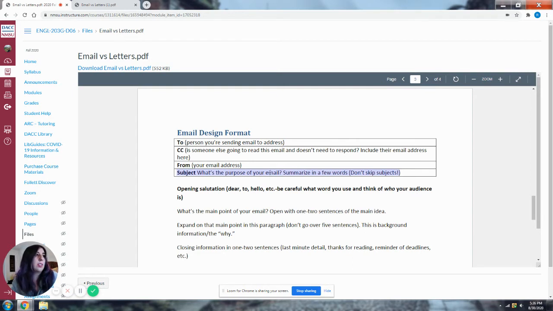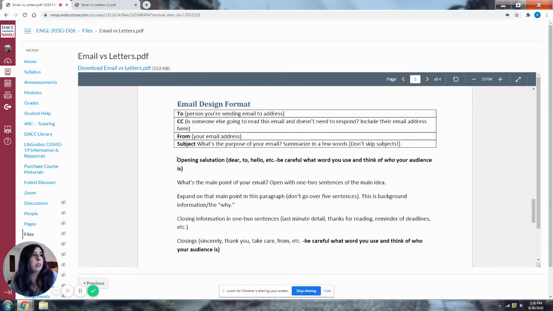What is a subject line? It's just a few word summary of your email. What is the purpose of your email? Summarize it in a few words. If it's the end of the semester and I finish grading for your class, maybe your subject line would say something such as final grades completed, because that's me telling you, hey, we're done with grades.